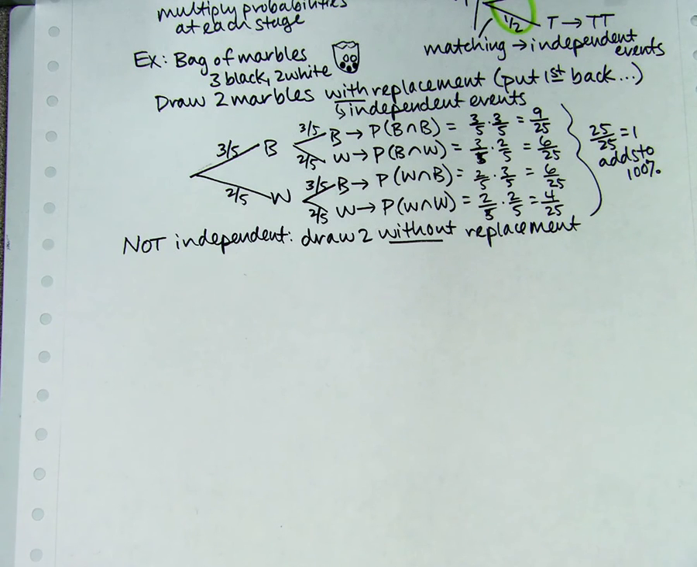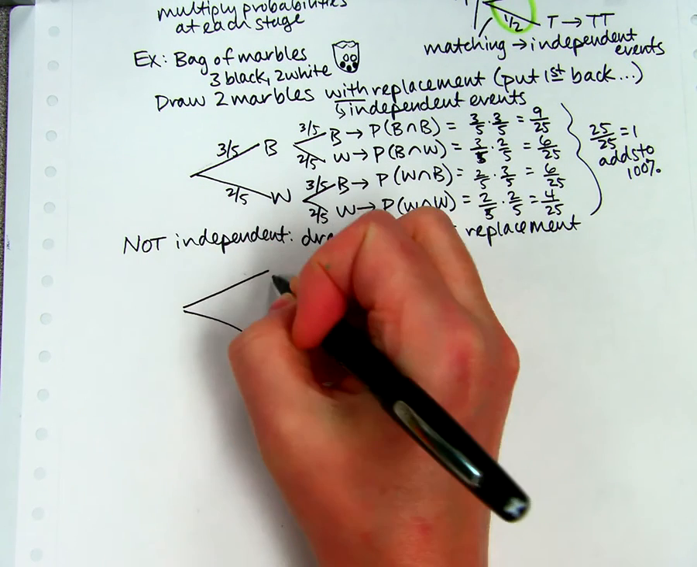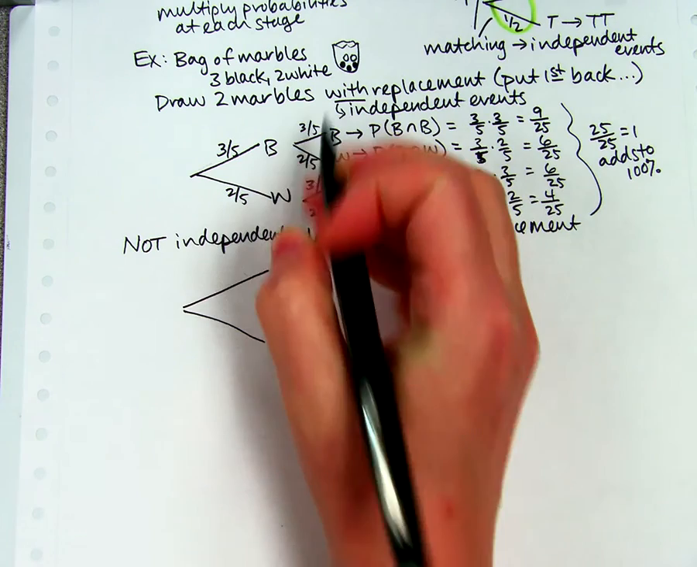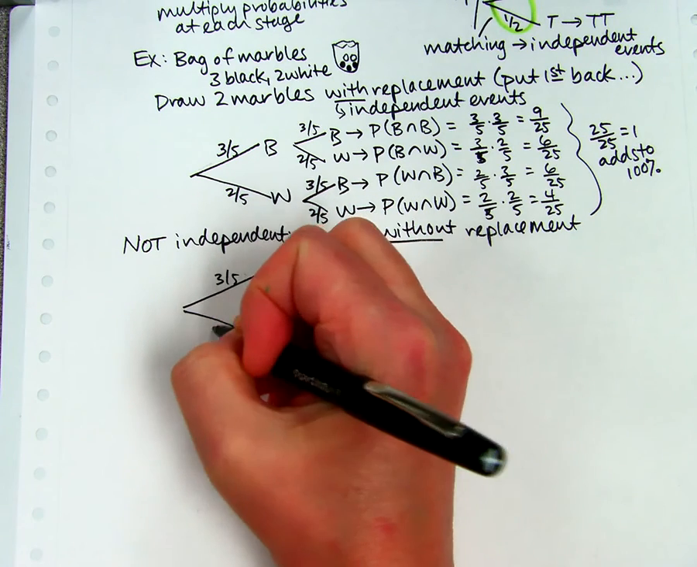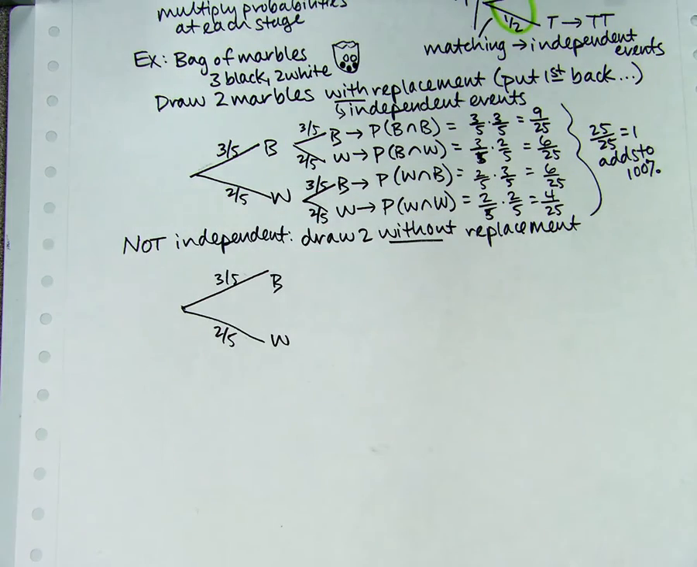All right, so continuing where I left off when my video quit, not independent means we would draw two marbles from that same bag without replacement, which means I take one out. Let's draw it as I go. Take one out and it's either black or white. That's still the 3/5, 2/5. And that's my first marble. And then I don't put it back in.